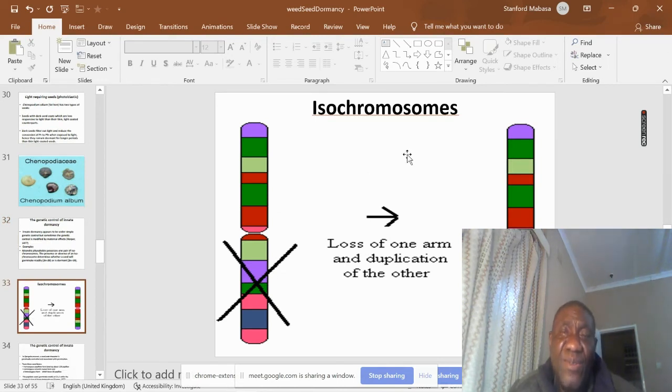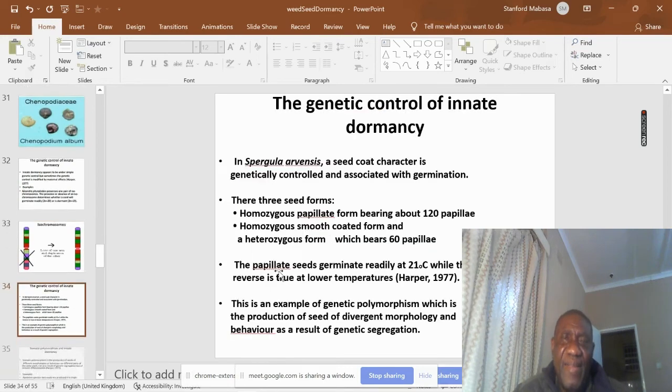Anyway, these isochromosomes are like this. Those with the 2n equals to 19, they have this arm is absent. And where you have chromosomes like this, you have 2n equals to 20. And probably germination can easily take place here rather than here. So this is from inside the plant. It's genetics, which is now at play.